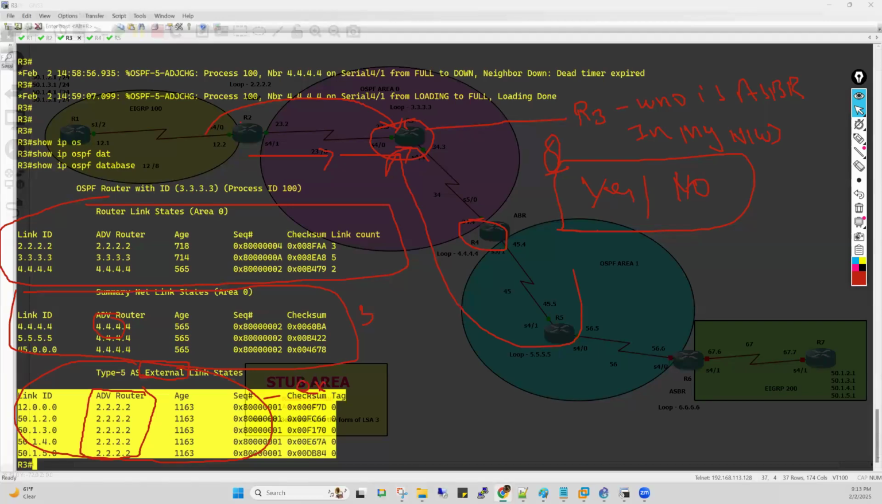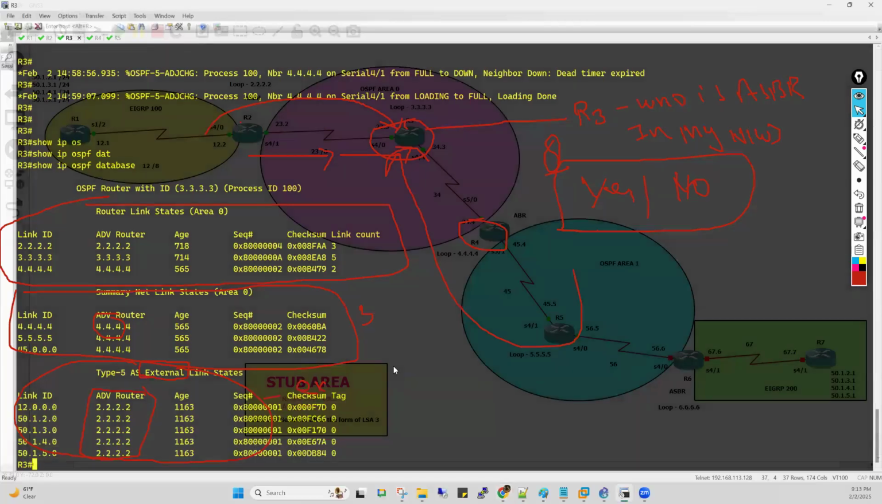Yes, it will know, from LSA 5. My question is different. I am not asking you to tell me who the ASBR is. I am just asking, does R3 know which router is the ASBR? When we run show IP OSPF database, it will show the advertising router. In type 3 LSA, it will show 4.4.4.4. Based on this one, it will know.